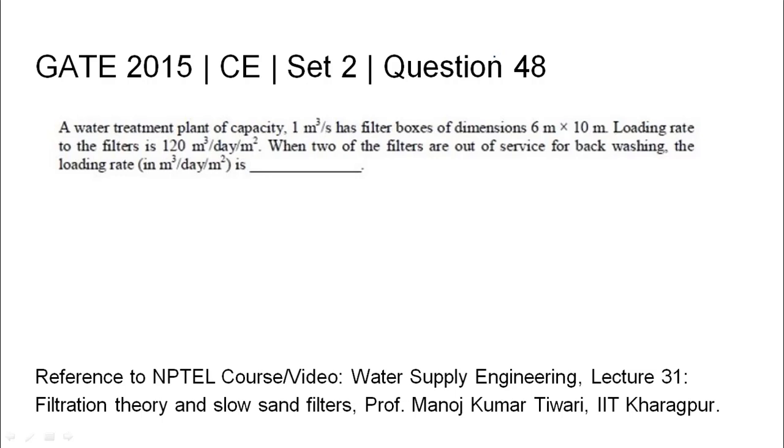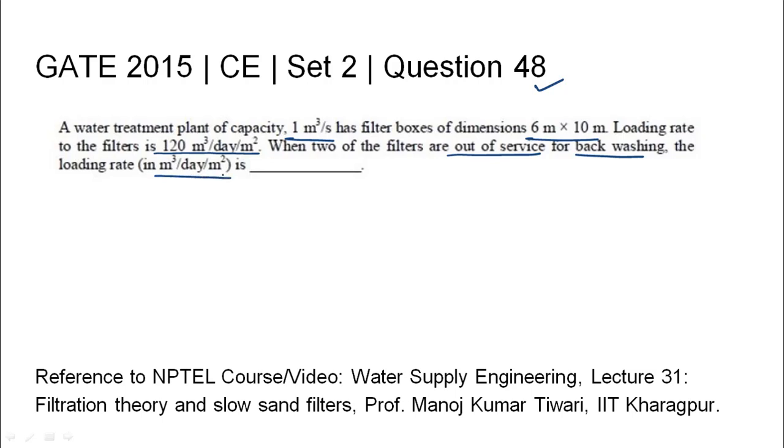GATE 2015 Civil Engineering Set 2 Question 48. A water treatment plant of capacity 1 cubic meter per second has filter boxes of dimension 6 meter into 10 meter. Loading rate to the filters is 120 cubic meter per day per meter square. When two of the filters are out of service for backwashing, the loading rate needs to be found in units of meter cube per day per meter square.